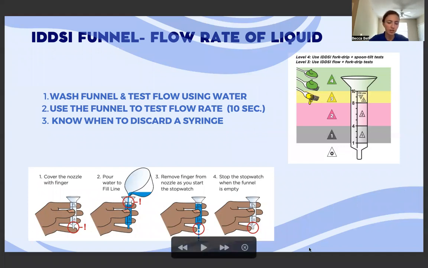And then after you're finished with the test and determining the IDDSI level, it's also important to know when to discard a syringe. So the syringes can be washed about 30 times in a commercial dishwasher, but it is important to know when to throw them away if they have become morphed or broken, cracked, anything like that. Or even if the hash marks for the milliliters are starting to come off, that would be an appropriate time to also discard the syringe.